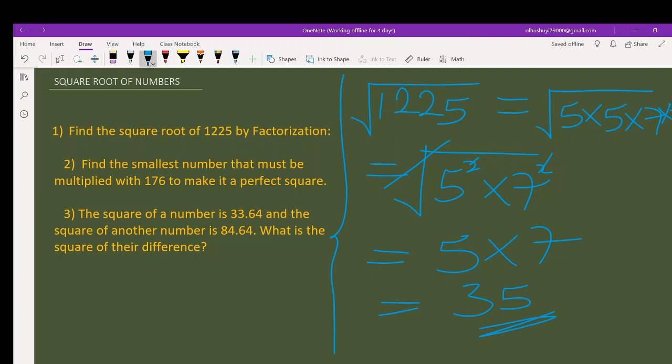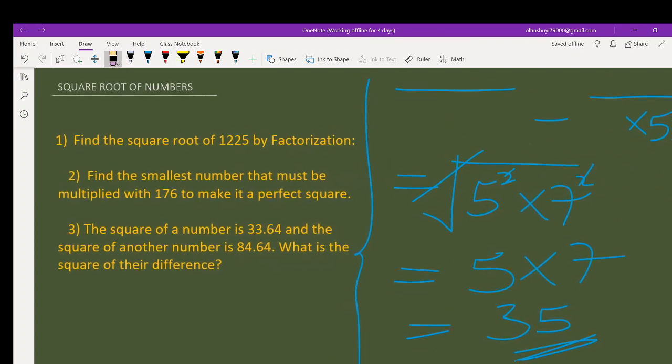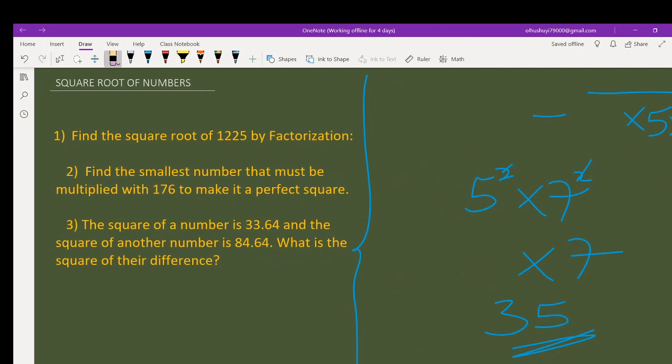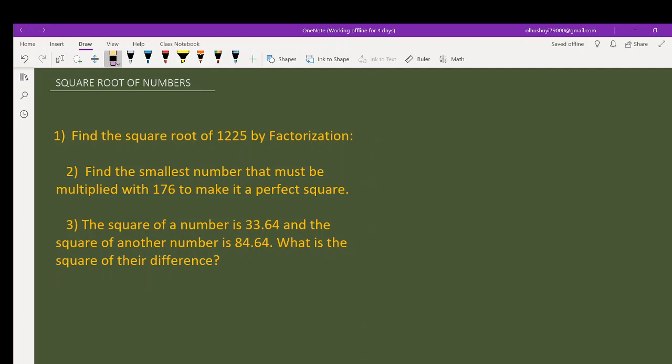Let's do example 2. It says, find the smallest number that must be multiplied with 176 to make it a perfect square. Now this is what you do. You use the repeated division method here. This is the only division and the easiest method you can use.